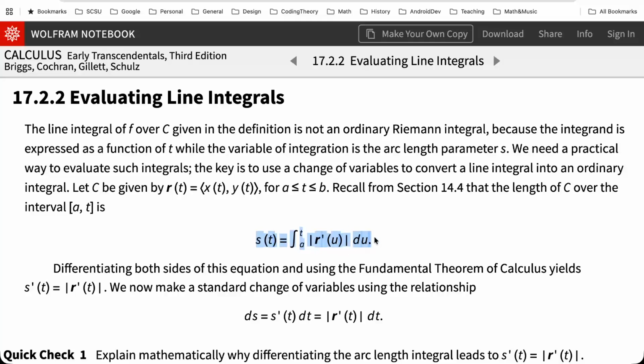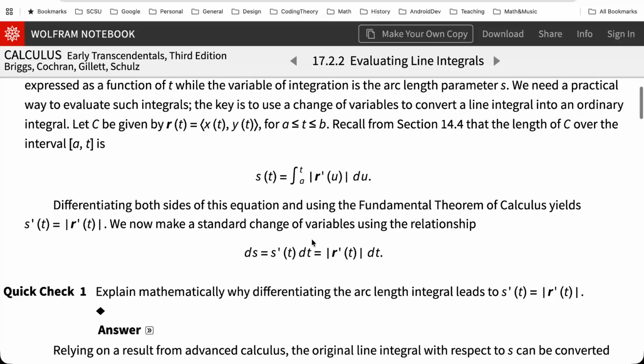And that's done with respect to an artificial variable u, because we're using t as the upper limit of the integral. I feel like that's a little bit artificial. In the book, what they're doing here now is saying, all right, differentiate both sides of that, and you'll have s prime on the left, and differentiating just peels off the integral. So you end up with s prime equals the length of r prime, which is what they've written right there. But maybe it's more straightforward.